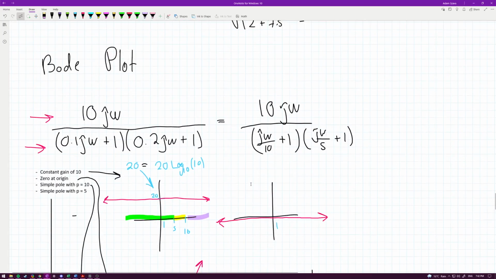A simple zero with z equal to 1, because j omega plus 1 is equal to j omega plus 1. So a simple zero with 1 as your corner.